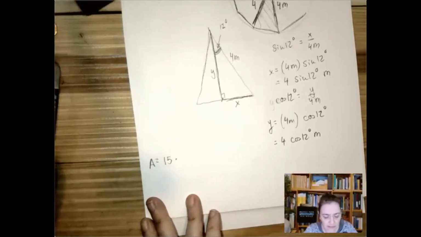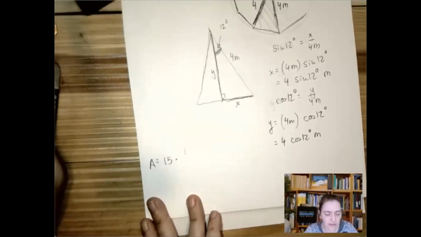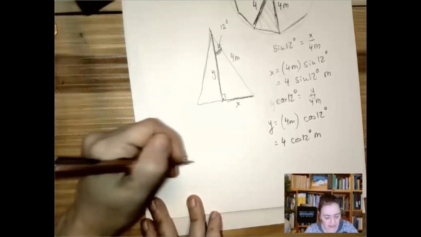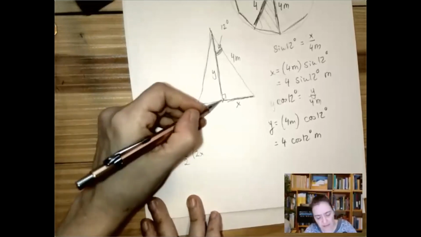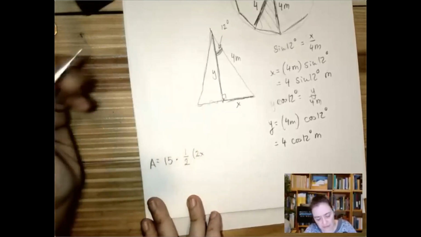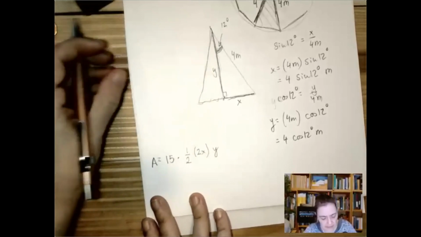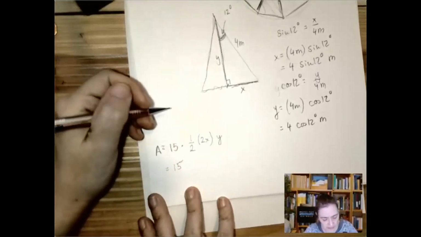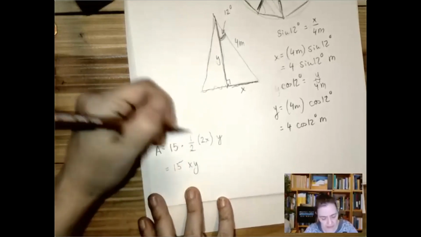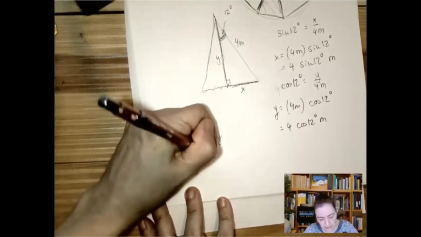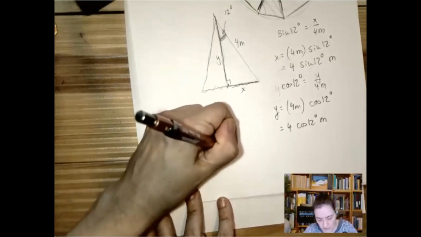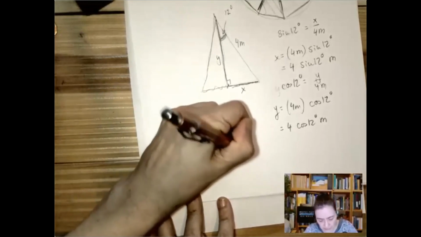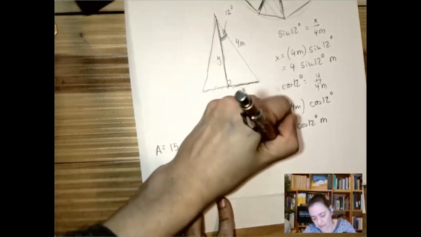And now we're talking about the triangle. The formula is 1/2 base times height, but the base is not x. The base is 2x, right? You see, we use half of the side, and the height is y. So basically, we have 15 times x times y, half and 2 cancel. And so that's 15 times 4 sine 12 times 4 cosine 12.